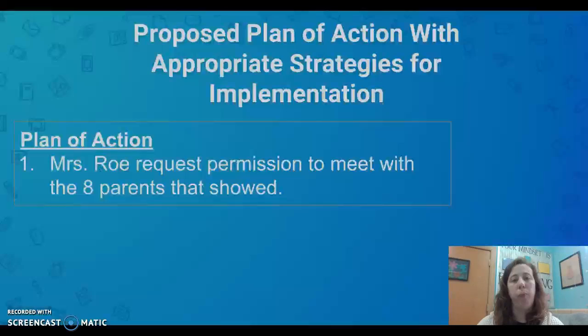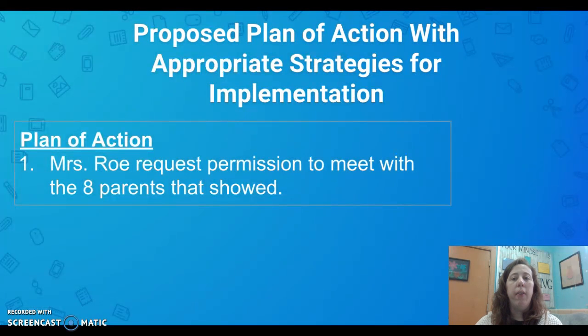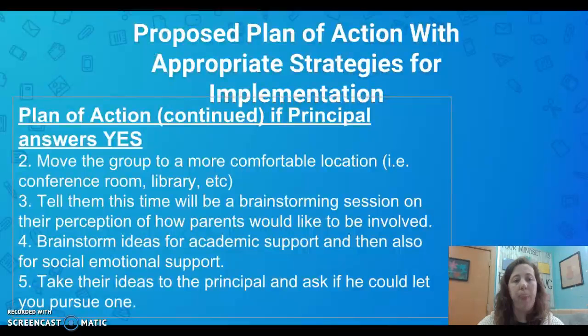Category 2. This is where we identify our plan of action, and my plan of action has two parts, but they both start with the same first step. Step 1, Ms. Rowe requests permission to meet with the 8 parents that showed. In the case study where it talked about the assistant principal and principal standing at the back of the auditorium and trying to decide what to do, that's what I'm talking about, that she would ask to go ahead and meet with those 8 parents.